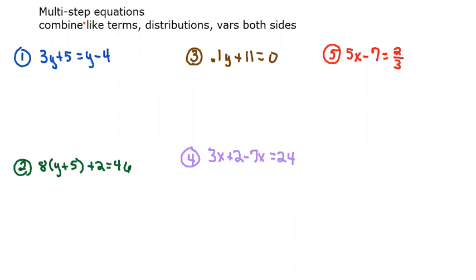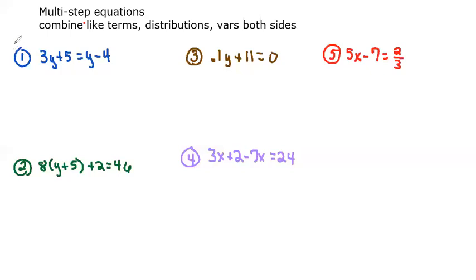Hi everyone, today we are discussing combining like terms, distributions, and variables on both sides in multi-step equations. So just like our 1 and 2 steps, we want to perform the opposite function in order to move the piece to another side. Okay, so we're going to start off with number 1 here.